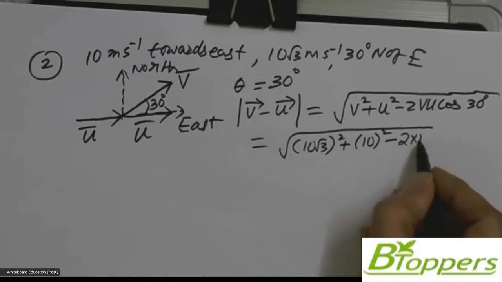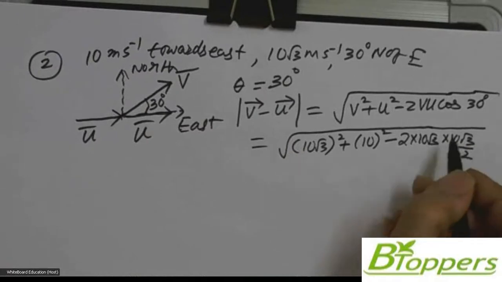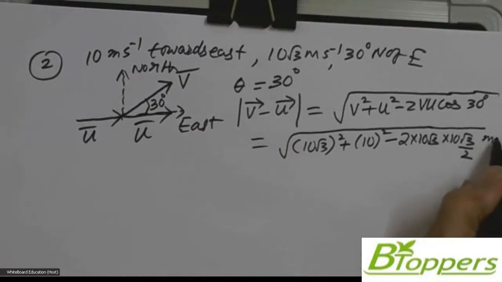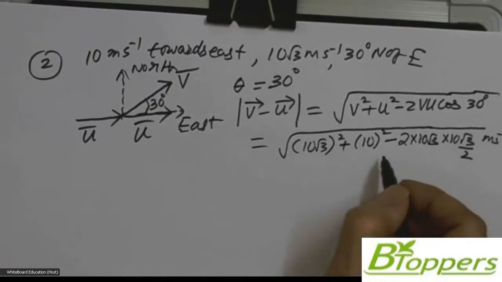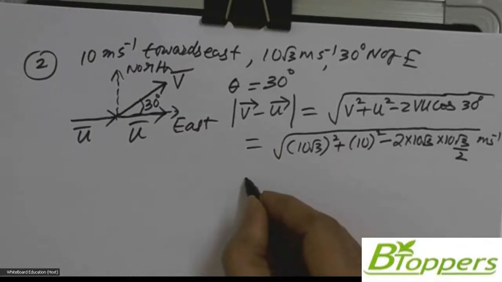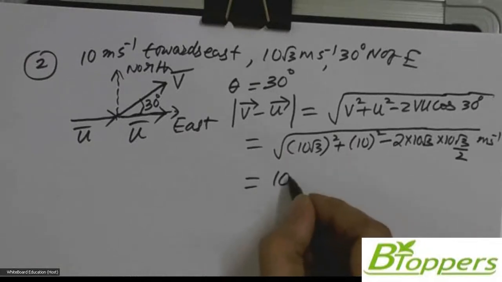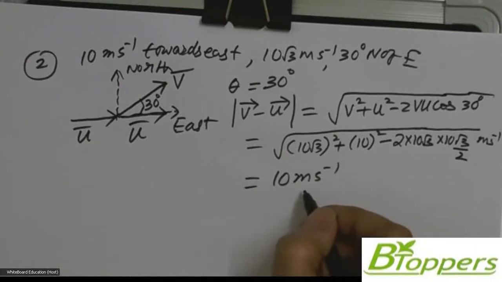So V equal to 10 root 3 meter per second and U equal to 10 meter per second, and cos 30 degrees equal to root 3 by 2. So this can be simplified by yourself. You get the magnitude of the change in the velocity of the particle as 10 meter per second.